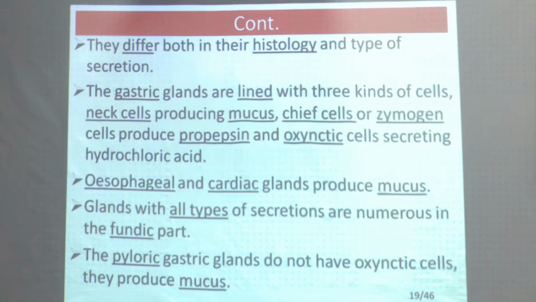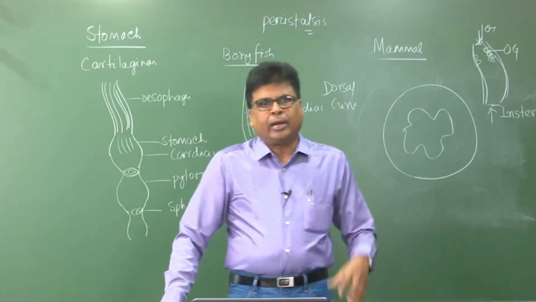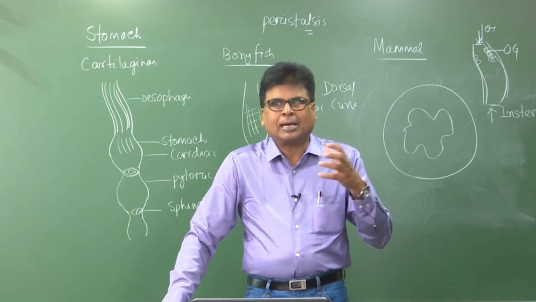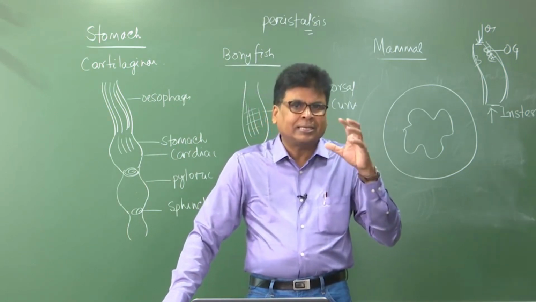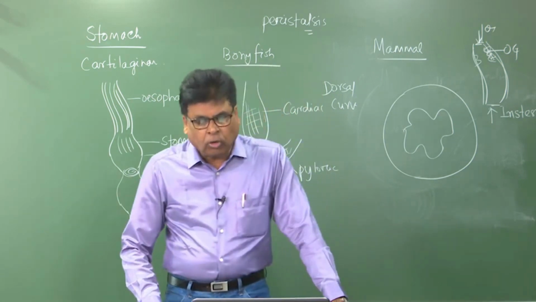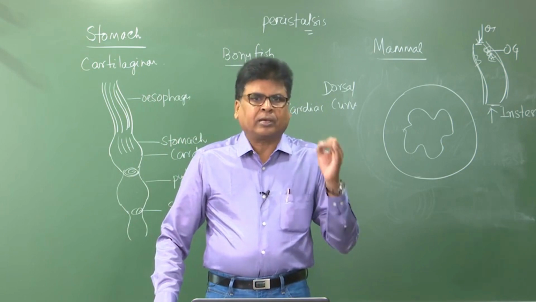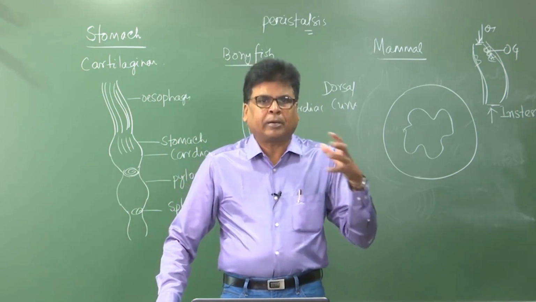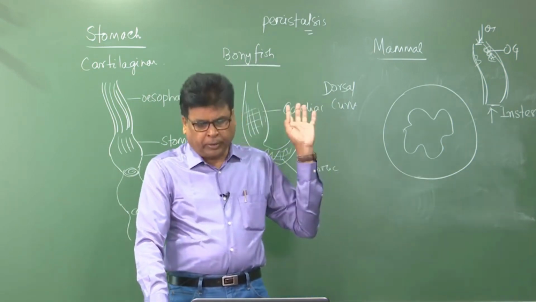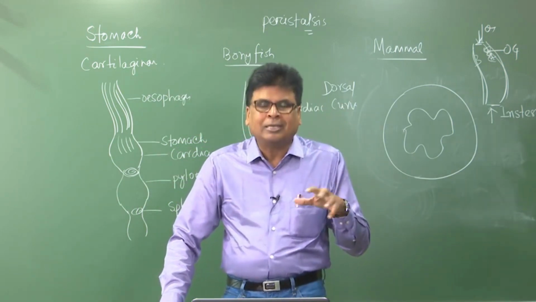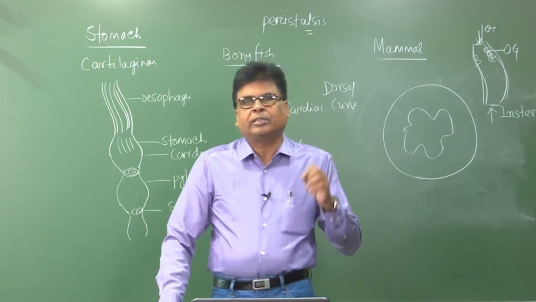They differ both in their histology and type of secretion. What I want to say is that they differ both in their histology, that means the glands are of different types and the cells are of different types, and also in their secretion. Because the oesophageal, cardiac, pyloric and fundic glands secrete different fluids. So they differ in their histology, that is cell structure and cell arrangement, and also in their secretion.